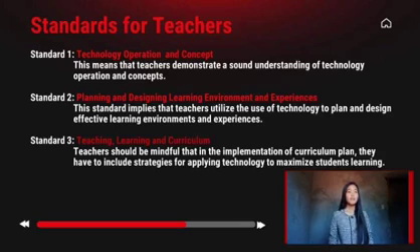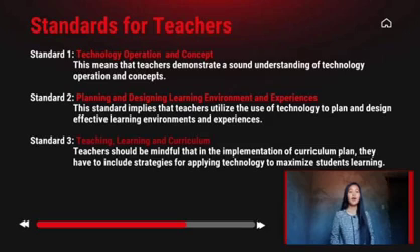Standard number 2 is about planning and designing learning environments and experiences. This basically means that teachers use technology in terms of preparing plans, designs, and visual presentations, which really helps them to be more artistic.